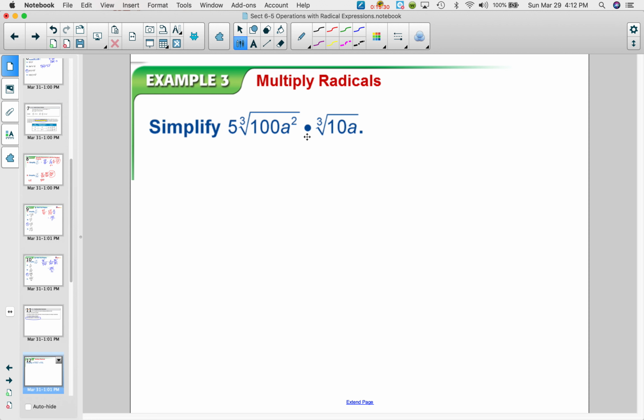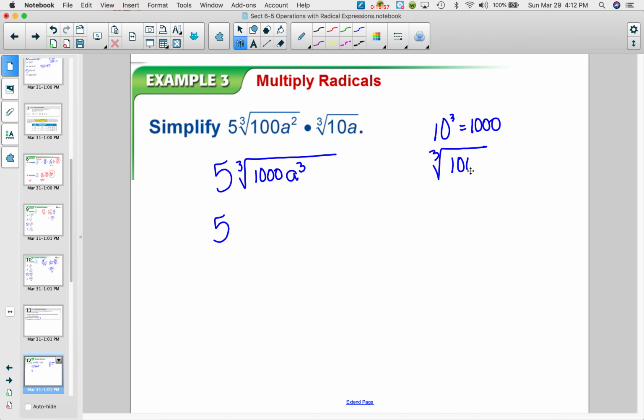All right, so multiplying. This is a gigantic times sign, but it's just times. So when you're multiplying and they're both the same root, no big deal, because we're just going to take the cube root. We can do 100 times 10, which is 1,000, and a squared times a, which is a cubed. But now we can simplify this because 10 cubed is 1,000. So the cube root of 1,000 is 10. And the cube root of a cubed is just a. Remember, 3 goes into 3 one time, nothing left over. So 5 times 10 is 50. So my answer is 50a.